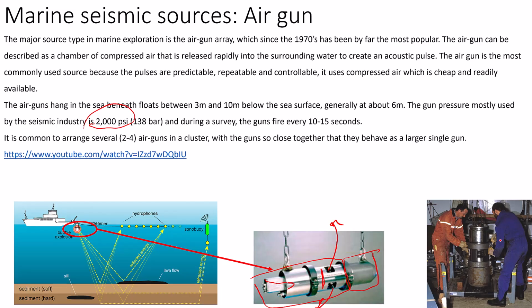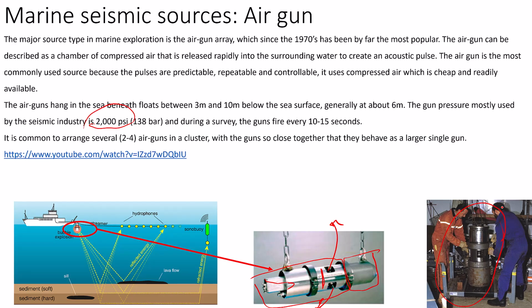This image shows a typical air gun. You may get some idea about the size of an air gun. Something that I should mention here is that we never ever use a single air gun. We usually use an array of air guns, so several air guns are used at the same time, and there are several advantages of using this technique.